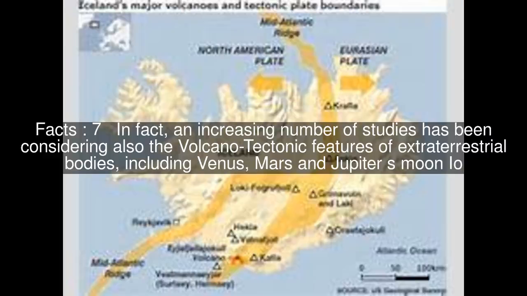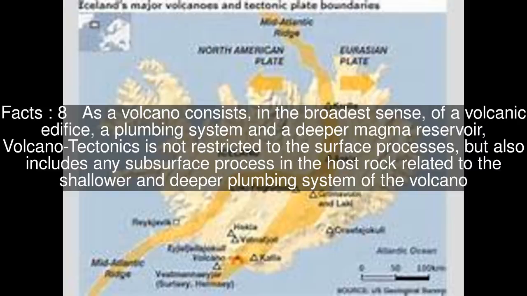In fact, an increasing number of studies has been considering also the volcano-tectonic features of extraterrestrial bodies, including Venus, Mars, and Jupiter's moon Io. As a volcano consists, in the broadest sense, of a volcanic edifice, a plumbing system and a deeper magma reservoir, volcano-tectonics is not restricted to the surface processes, but also includes any subsurface process in the host rock related to the shallower and deeper plumbing system of the volcano.